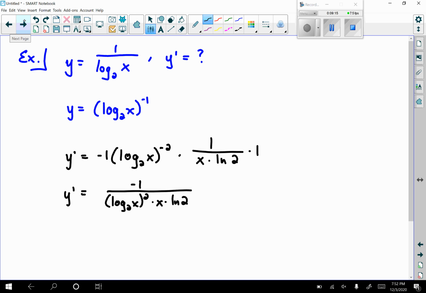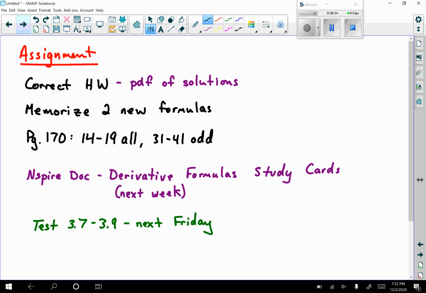All right, so like I said, just adding 2 more formulas. The problems themselves are pretty straightforward, just applying the formulas to them, being able to recognize which formula we're using. As a separate PDF, I will have the solutions with work written out and posted to page 170, the 1 through 13 odd, 21 through 29 odd, and 22. Make sure you memorize these 2 new formulas along with all the other formulas from sections 3.7 to 3.9. Go ahead and try page 170, 14 through 19 all, 31 through 41 odd.